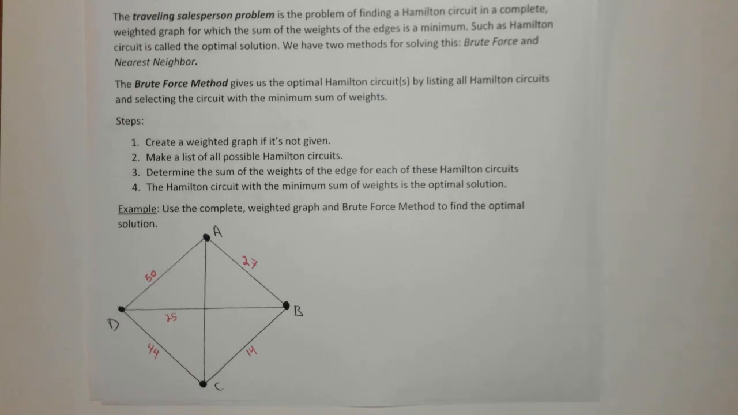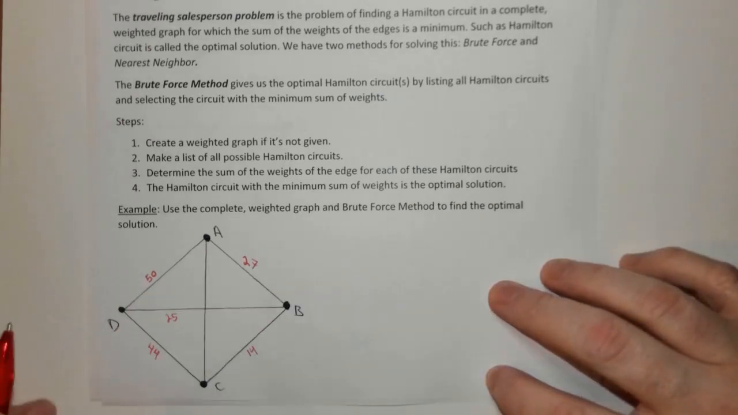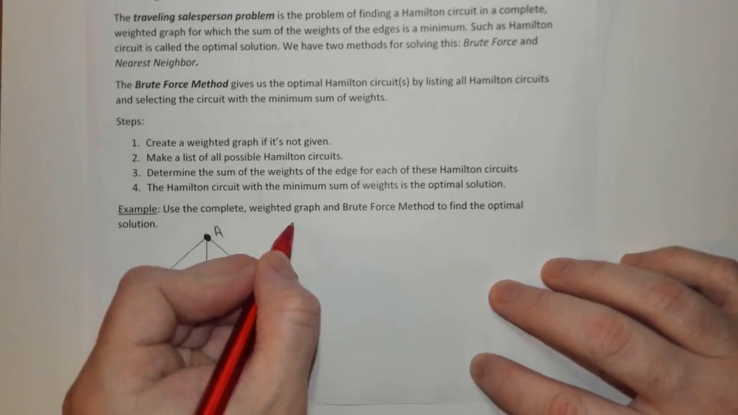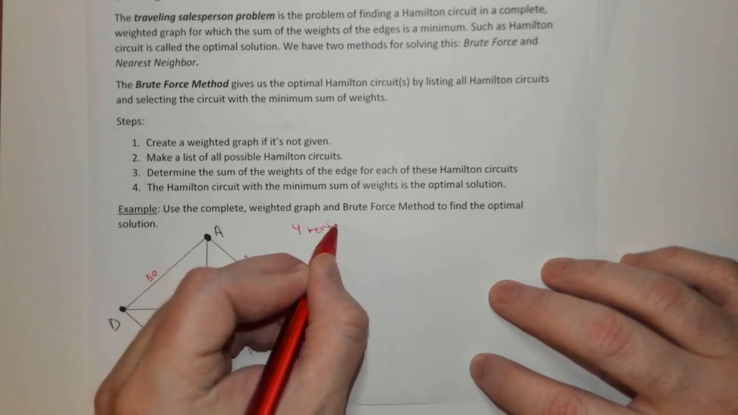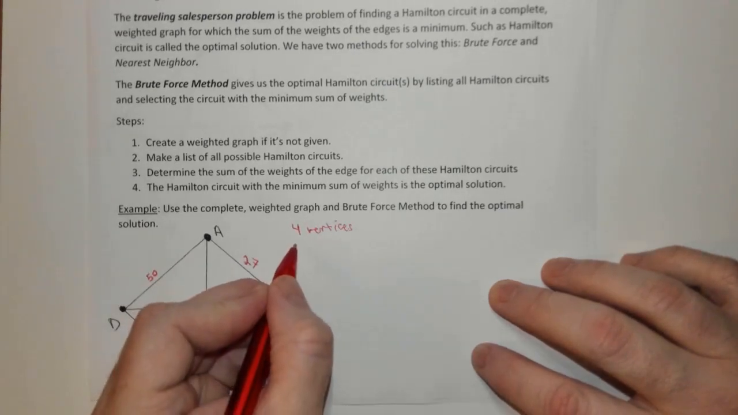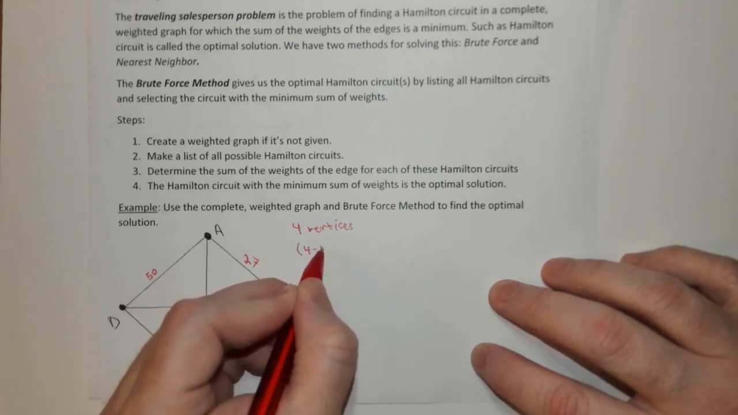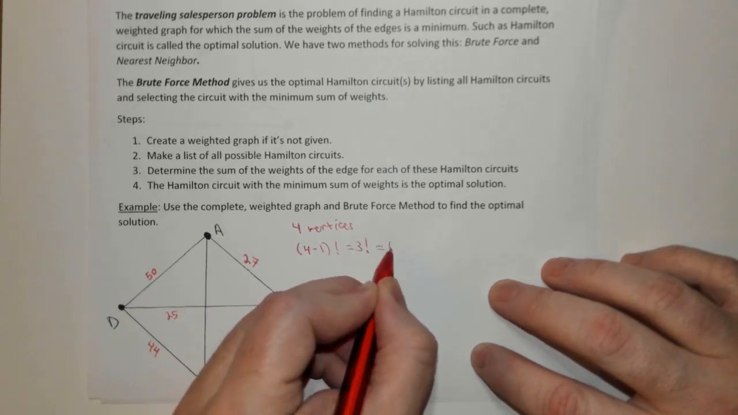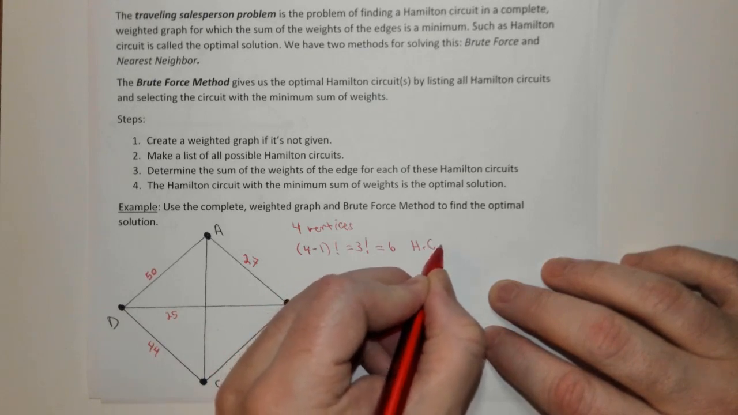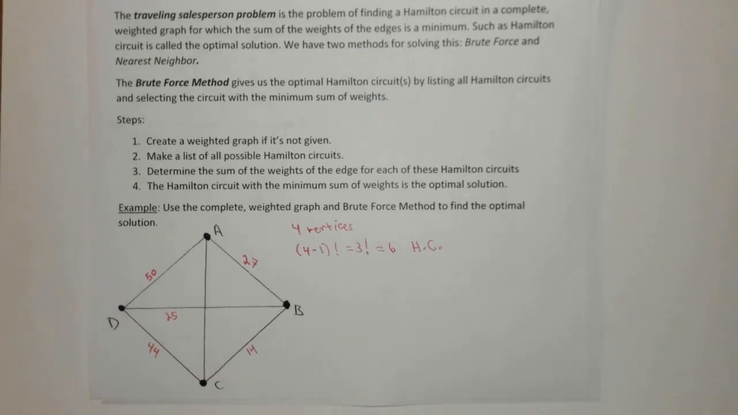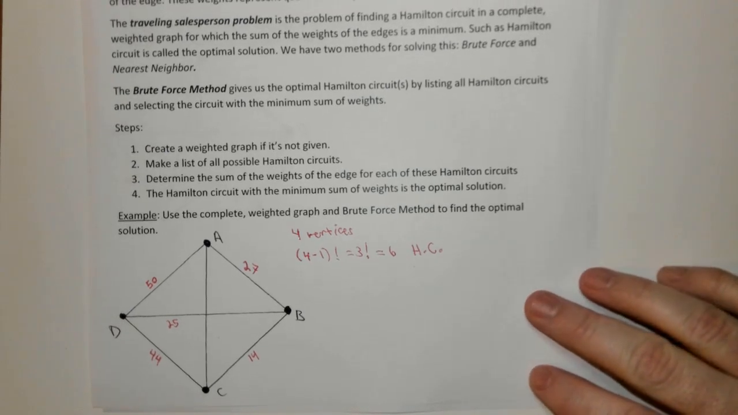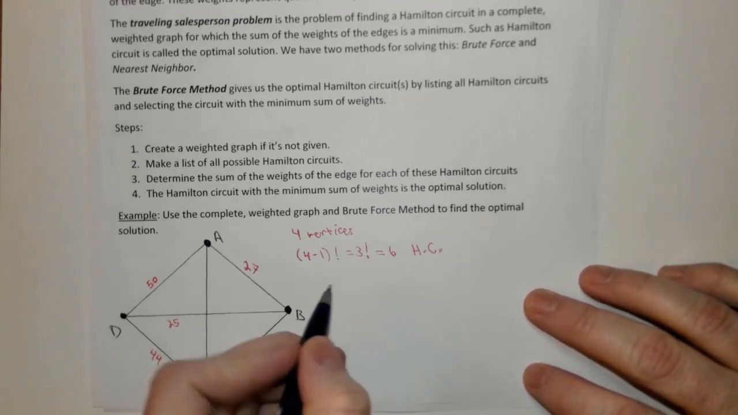Well, how many Hamilton circuits do we have? Here we have 4 vertices, which means we have 4 minus 1 equals 3 factorial, which is 6 Hamilton circuits. That's not so bad. We only have 6 Hamilton circuits. If we had 5 vertices, that is 24 possible Hamilton circuits. That's a lot. So let's make a list. I usually do a table.